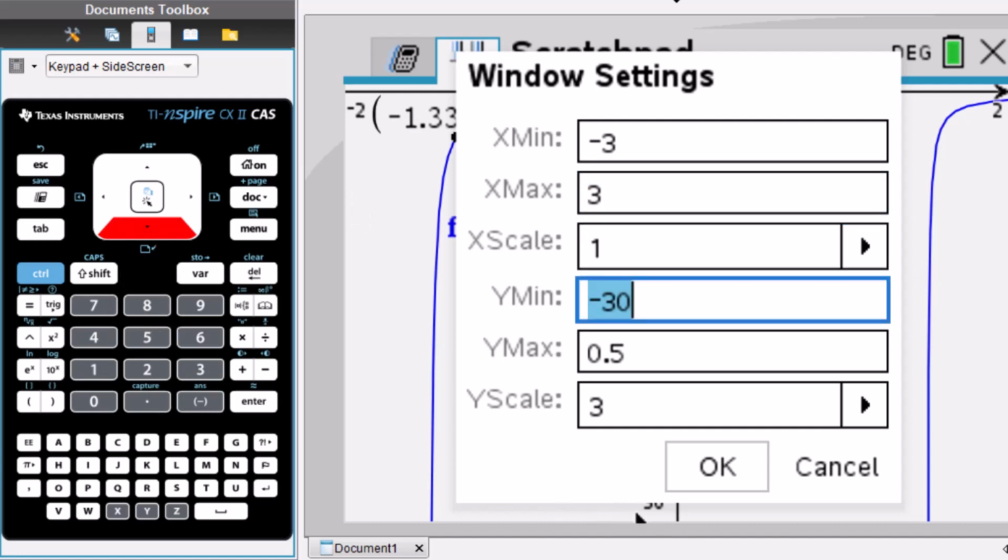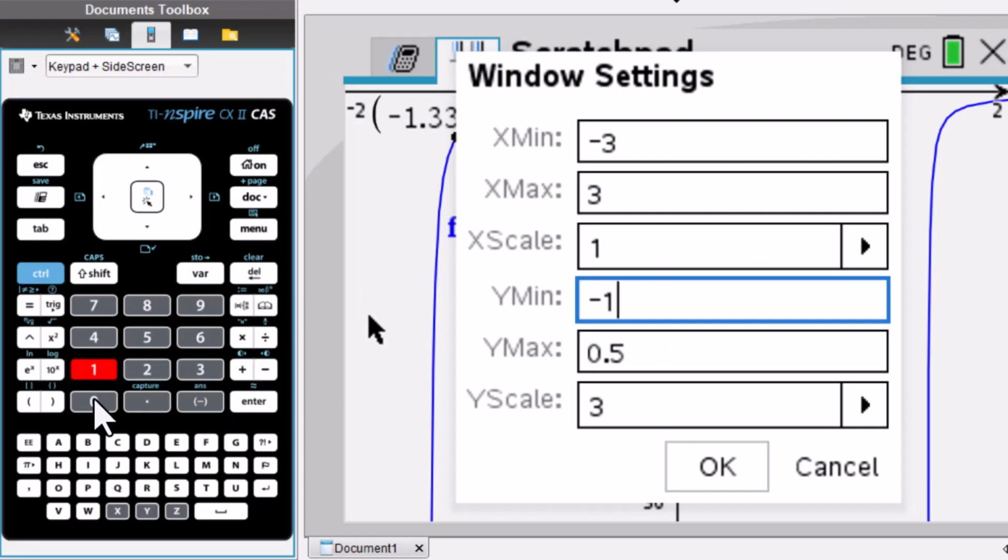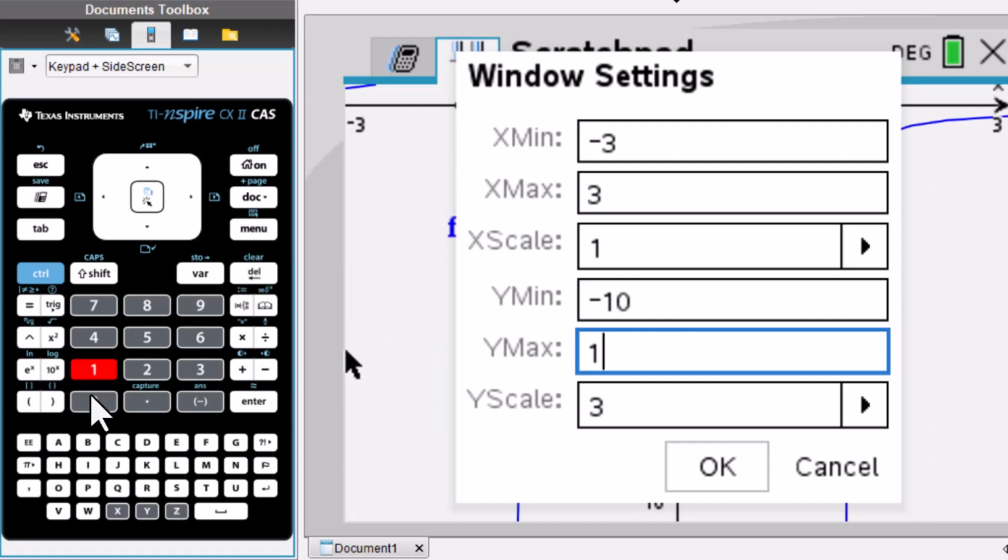Y minimum. Let's go back and check the scale for the y axis. Positive 10 to negative 10. Scale is 2. Negative 10, positive 10. Y scale is 2. Enter.